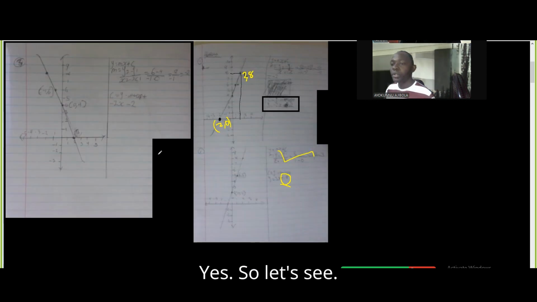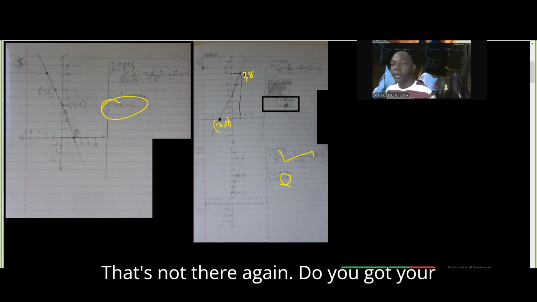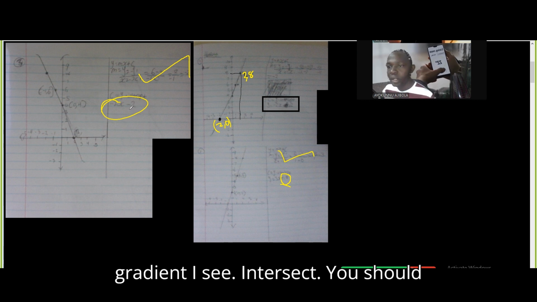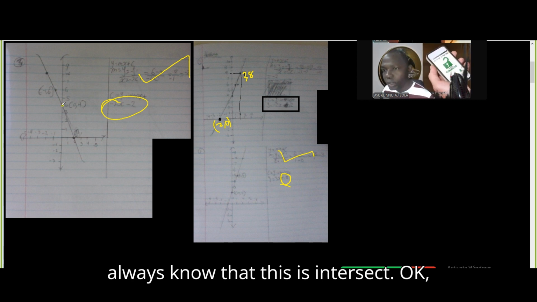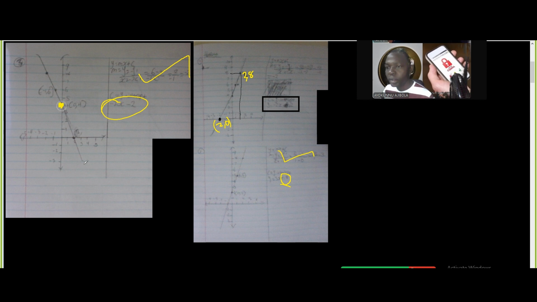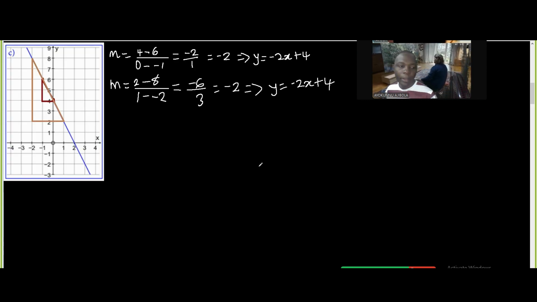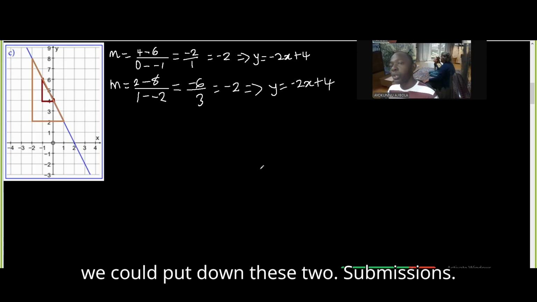Yes. So let's see. You got your minus 2, which is quite all right, but it's the gradient, it's the intercept. You should always know that this is the intercept, when the line cuts the axis. So quickly put down these two solutions.